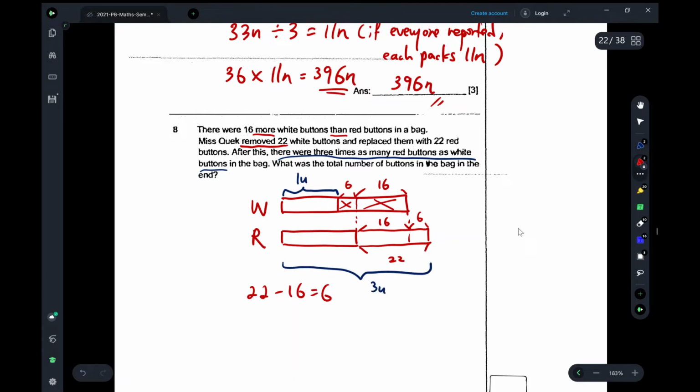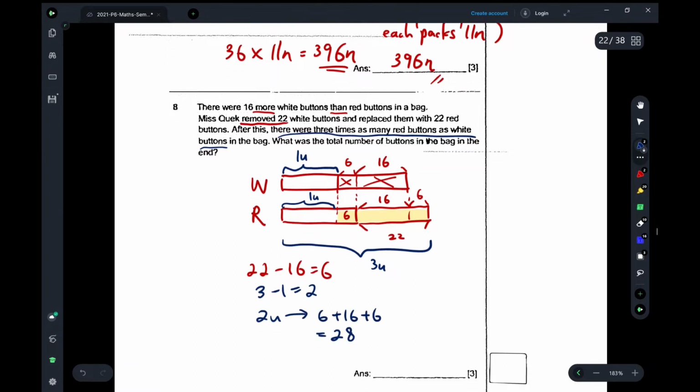So let's not forget this part, which also is the same as the one on top, is 6. So this part here is actually 1 unit. Okay? Hope you're following. Which means that this chunk here would be 2 units, because the entire thing is 3 units. This part is 1 unit. So 3 minus 1, 2 units is equal to 6 plus 16 plus 6. It's 28.